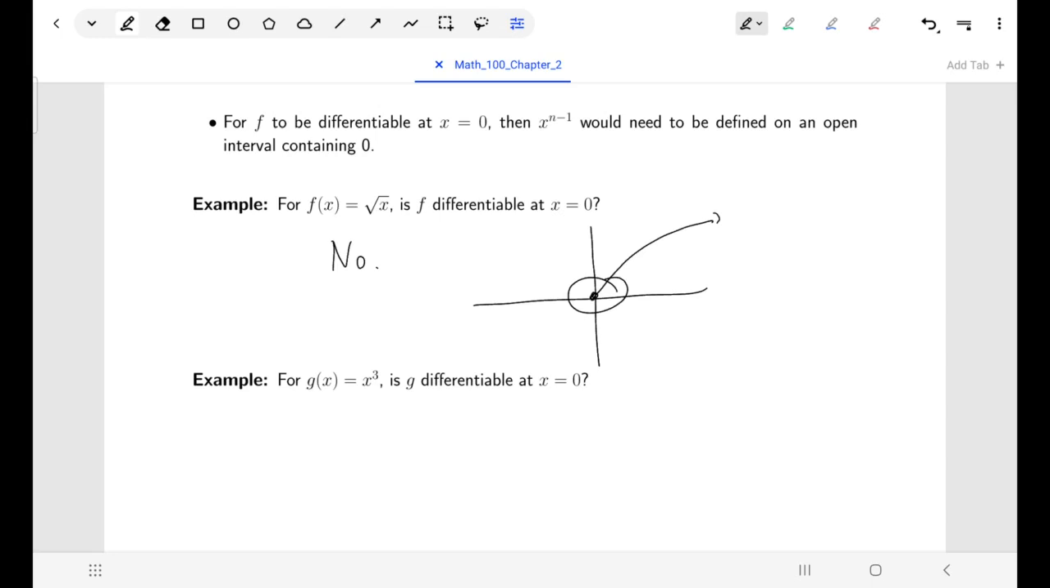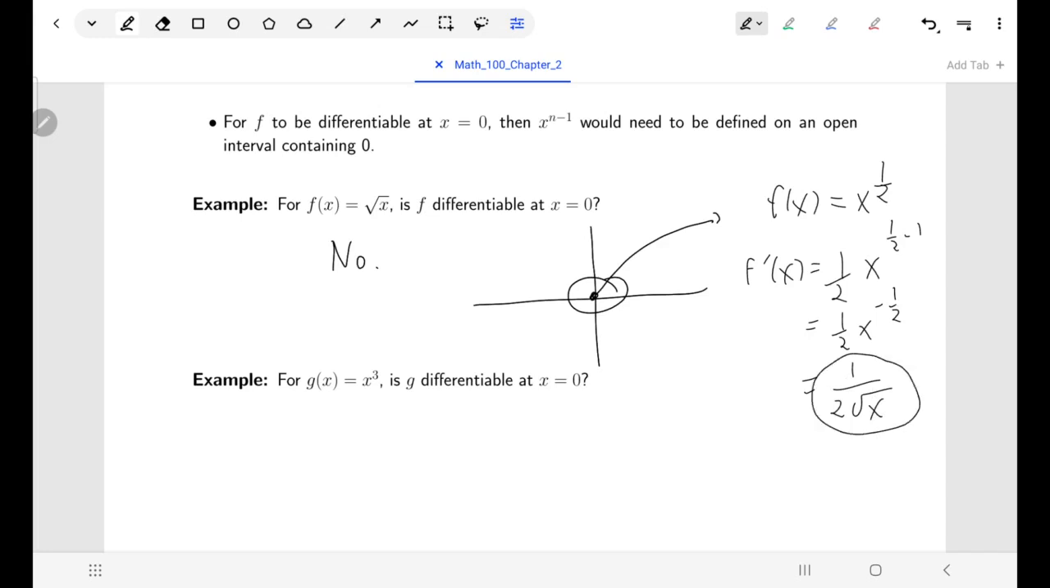And in fact, if you tried using the power rule here, that gives you another reason why the derivative wouldn't exist at 0. If f of x was x to the 1/2, and you looked at finding the derivative, the power rule would tell you to bring the power down and reduce the power by 1. You'd have 1/2 x to the negative half, which is the same thing as 1 over 2 times square root of x. So again, pretty clear here that when x is 0, f prime is not defined.